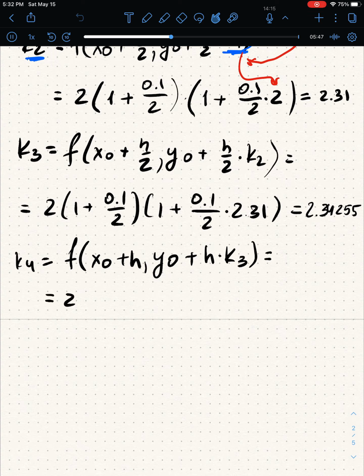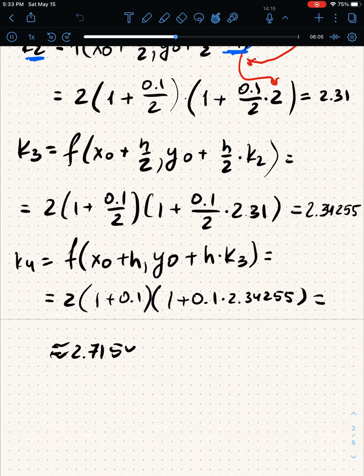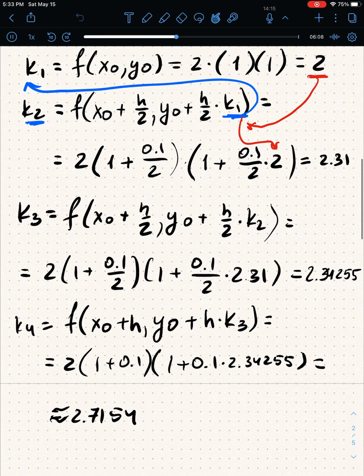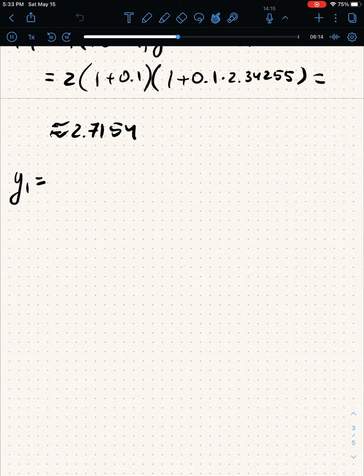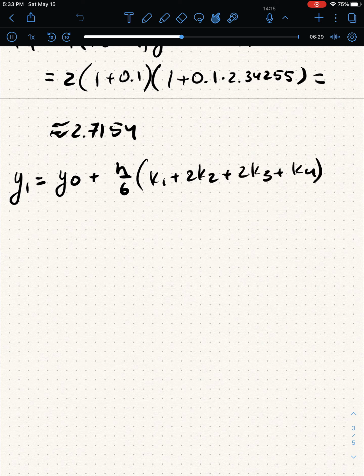When we plug everything in, we get 1 plus 0.1 times 1 plus 0.1 times 2.34255. When we calculate all that, we get the value to be approximately 2.7154. Good. Now, we know our weights, and we're able to find our next value of y, which is our previous value of y plus our step over 6, k1 plus 2k2 plus 2k3 plus k4.